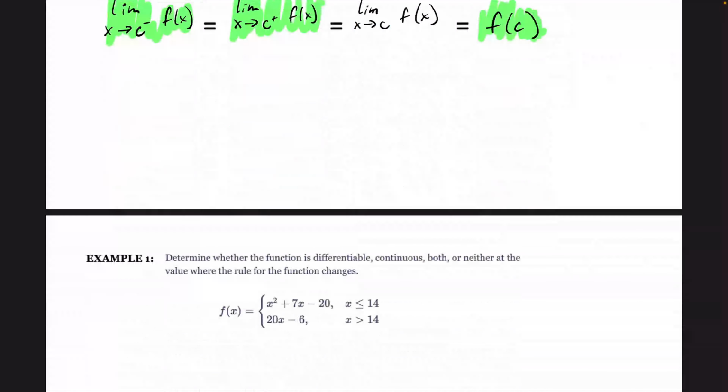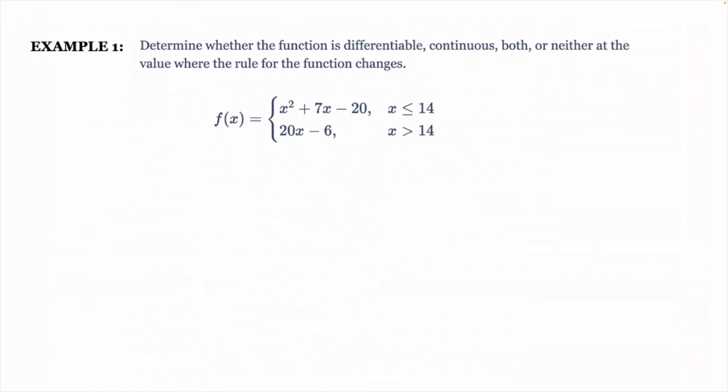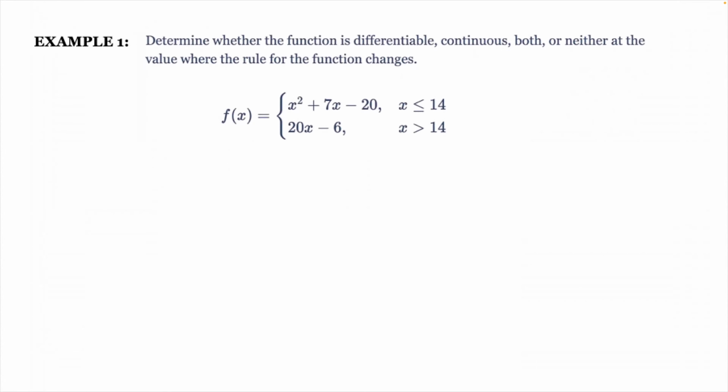Okay, so let's look at example number 1. Determine whether the function is differentiable, continuous, both, or neither at the value where the rule for the function changes. Well, first of all, where is the value where the rule changes? The x greater or equal to 14 or less than. At 14, right? At x equals 14. That's the only value we're going to check.